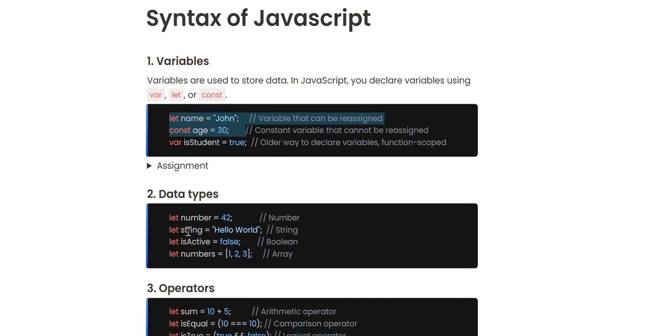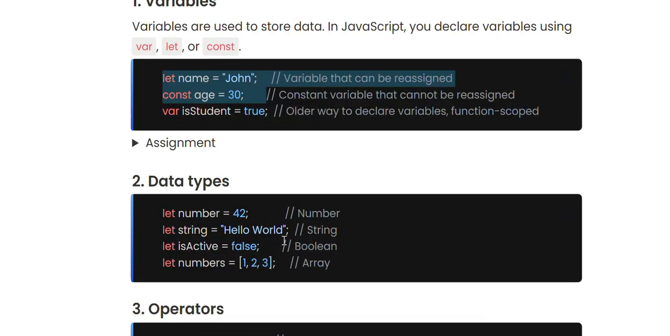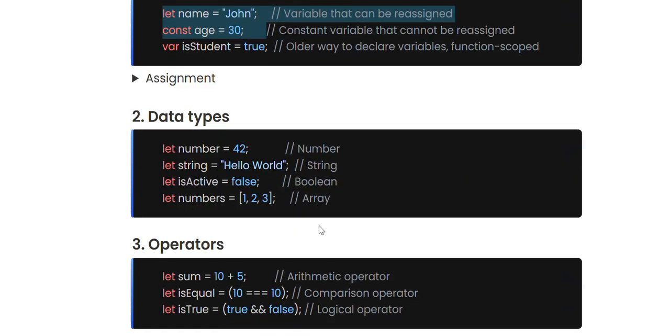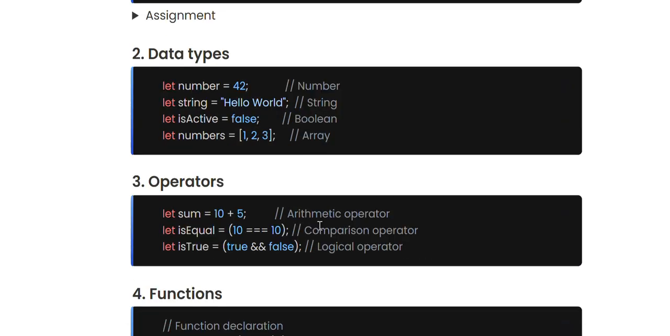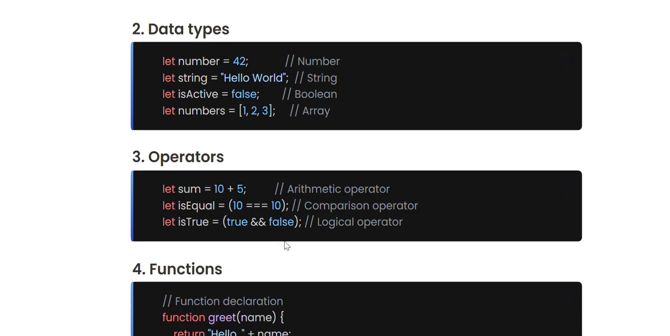Data types. So what types of data can we store here? We can store number, string, boolean, array, objects, means we can create our own data types too. Operators. Operators means plus, minus, multiply, divide, or different things like arithmetic operators, comparison operators, logical operators. We will do the further question answers related to operators in a further hour of the lecture.